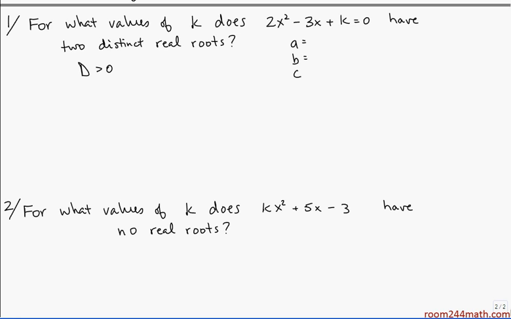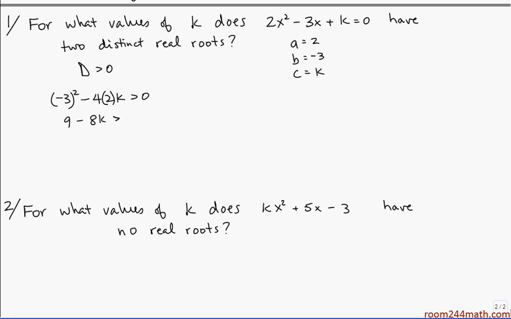To do that, we need to know what a, b, and c are, the three coefficients. And so looking at the original quadratic equation there, we have a is 2, b is negative 3, and c is k. So b squared minus 4ac is negative 3 squared minus 4 times 2 times k. That must be greater than 0 in order for this quadratic equation to have two distinct real roots.